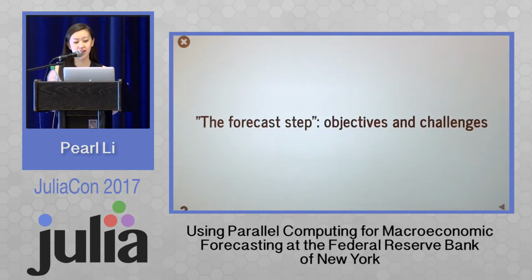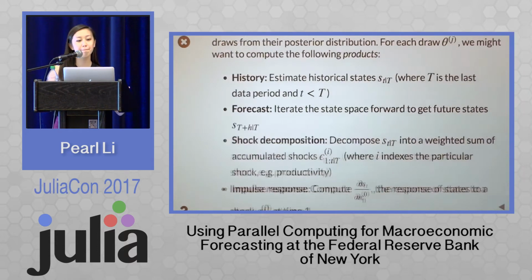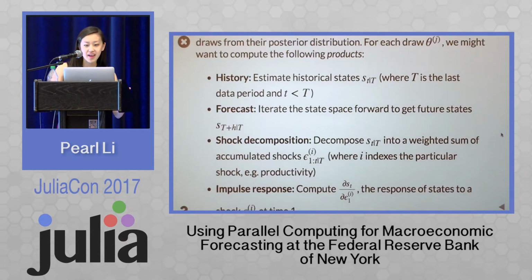So to elaborate on the forecast step specifically, this is a little squished, but to recap, in the estimation step, we generated a large number of draws from the posterior distribution of the parameters. And so for each draw, call it theta j, we can do a number of things. So if you're an economist and you're interested in this kind of thing, then this might be a slide that you really care about. If you're not, then feel free to ignore it and just think to yourself, we do a lot of things with each one of these parameters.